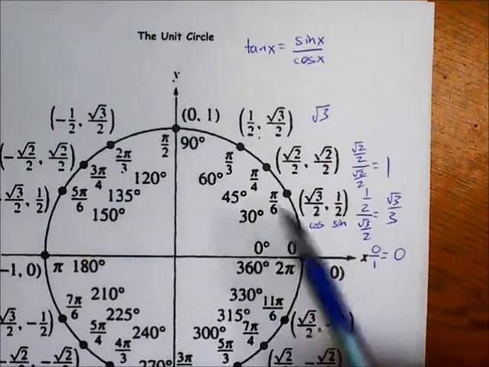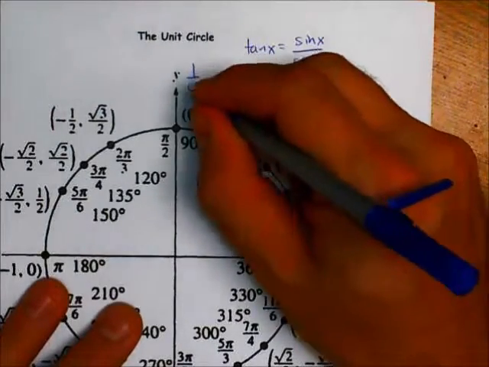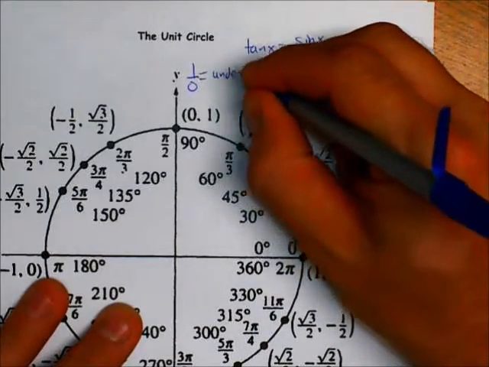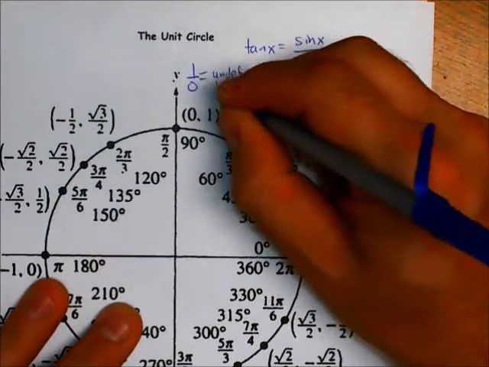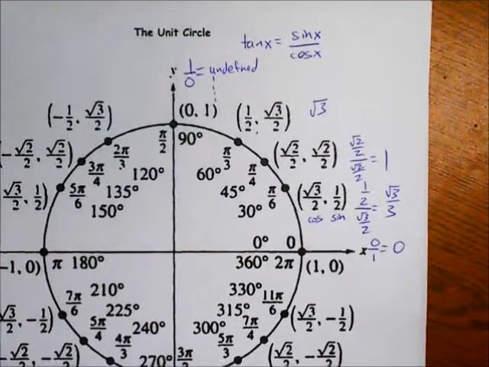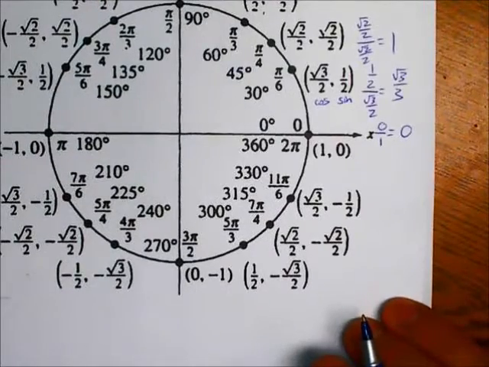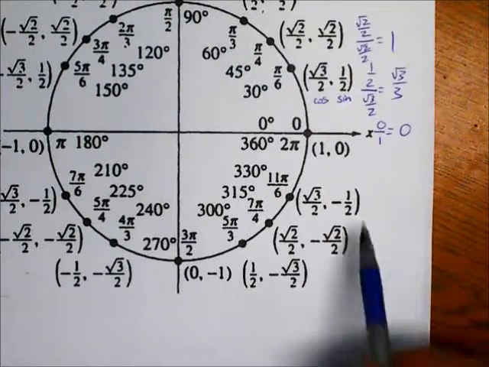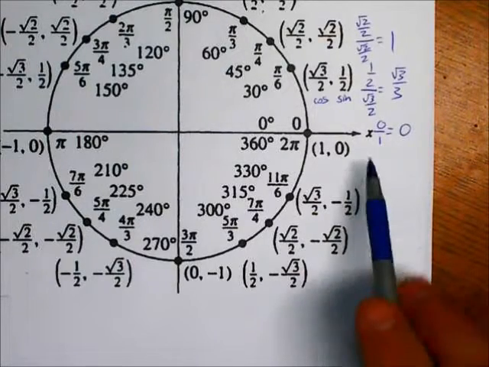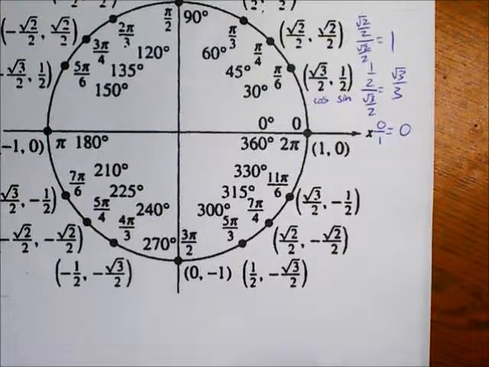And then here's where it gets interesting in tangent graphs. If I do 1 divided by 0, I can't divide anything by 0, and this is undefined, and you're going to have an asymptote at that spot. Okay? If you want, I would suggest stopping the video and dividing these values, the y divided by the x, for the fourth quadrant, just so you get a feel for what's going on.